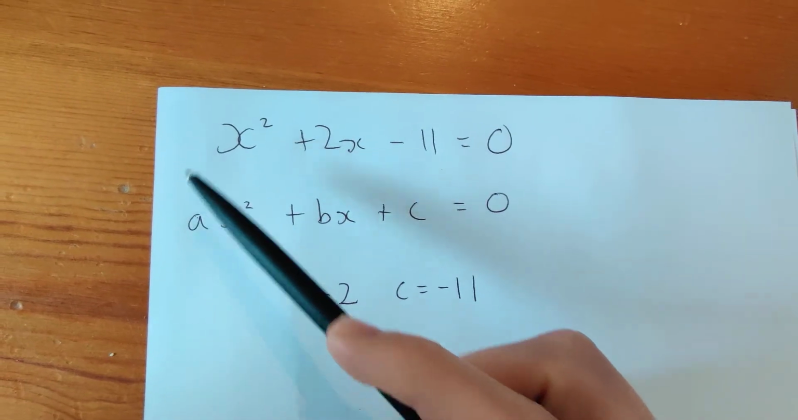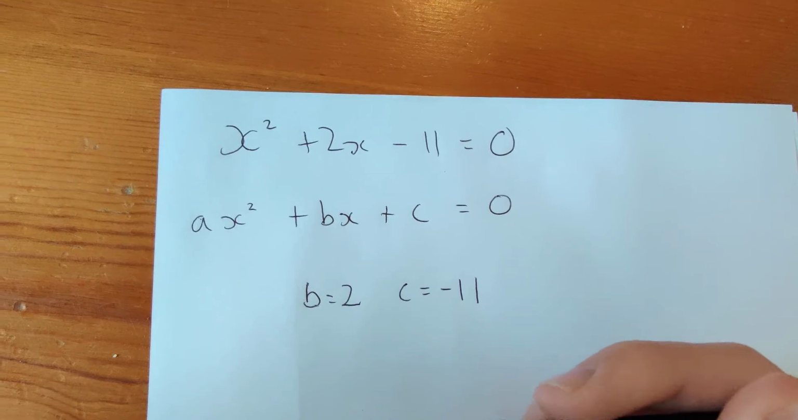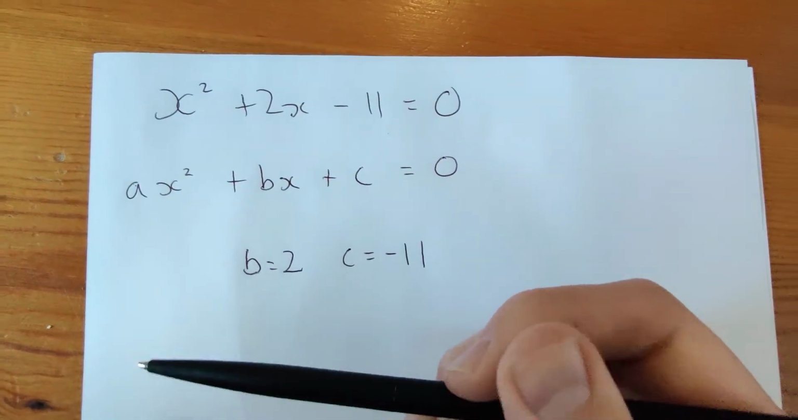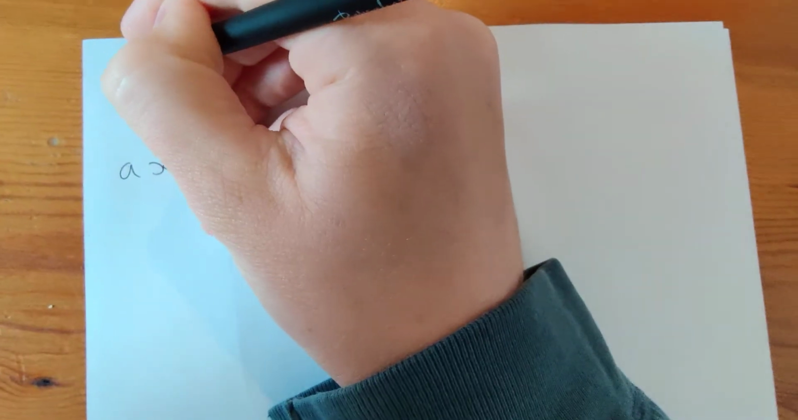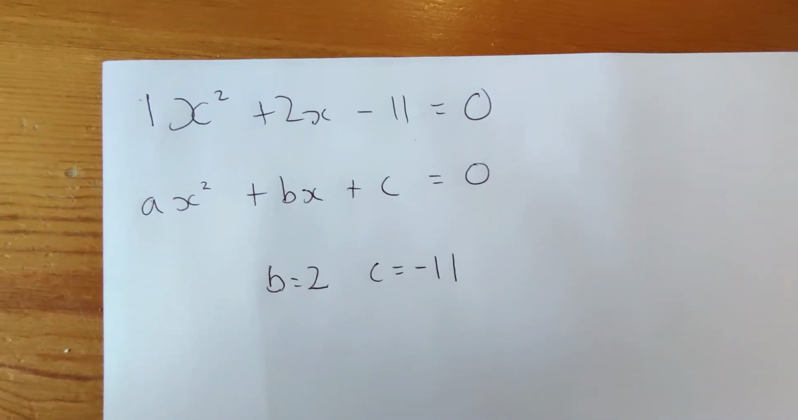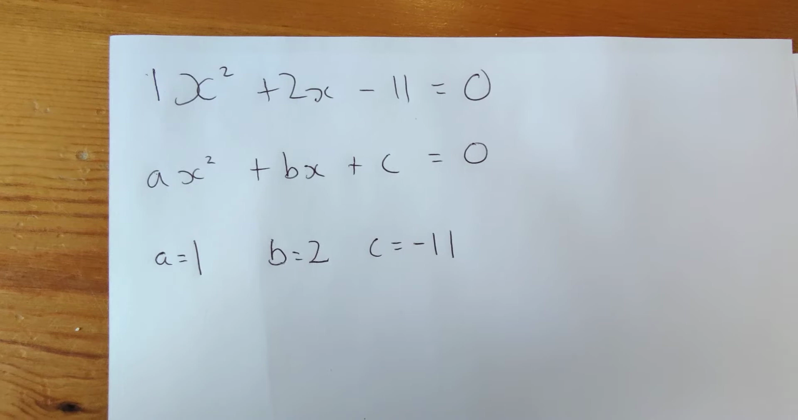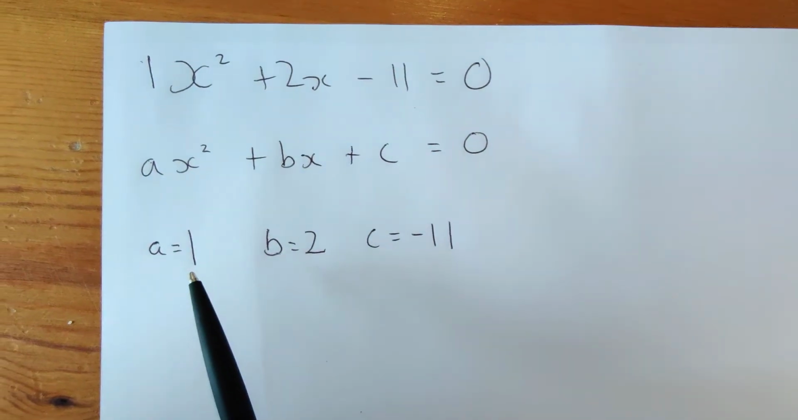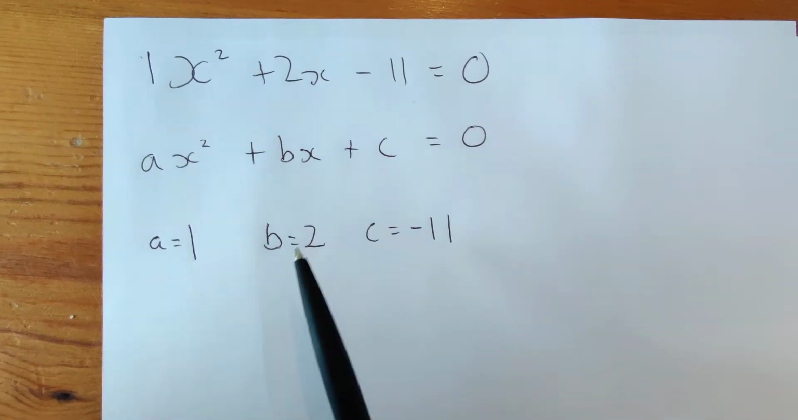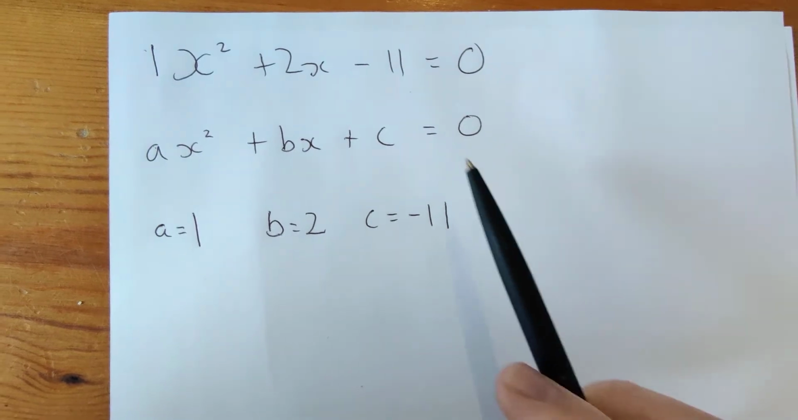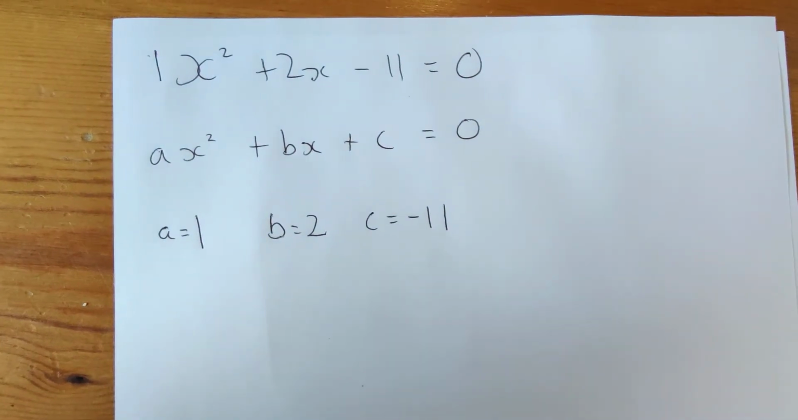Now, it might look like I don't have an a, but remember that x squared is just the same as saying 1x squared. So a equals 1. Okay, so the number in front of my x squared is a, the number in front of my x is b, and the number on the end is c.